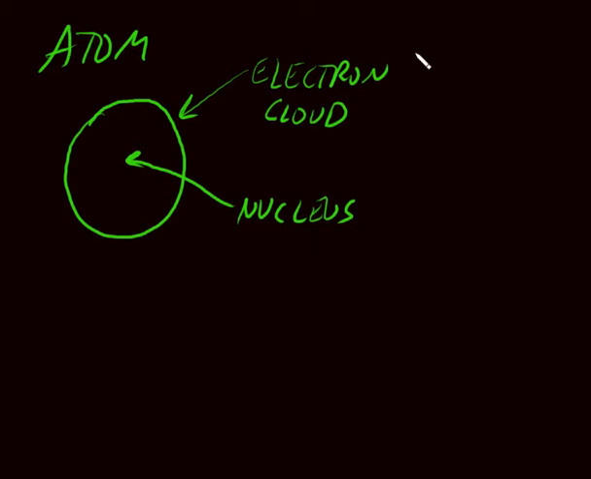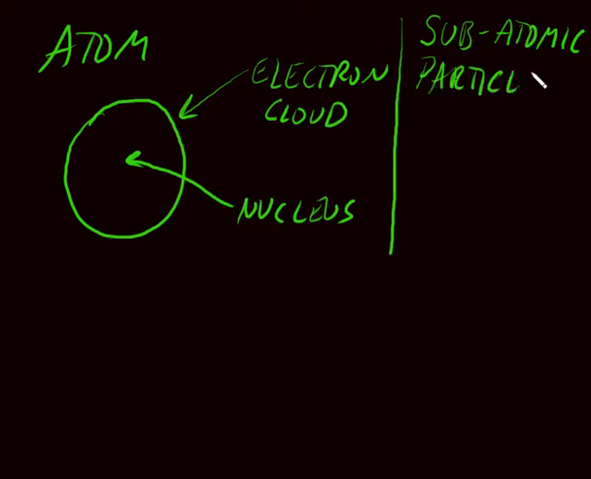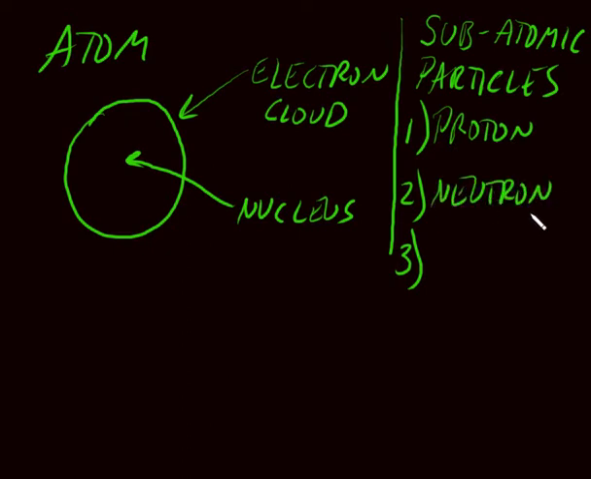Now that we know the two major places within an atom, we can talk about what goes in an atom. And we call these the subatomic particles. And there are three. And from your reading, you probably already know what they are. You have the proton, neutron, and electron. Now, just knowing what they are is one thing, but knowing what they do in the atom is completely different.